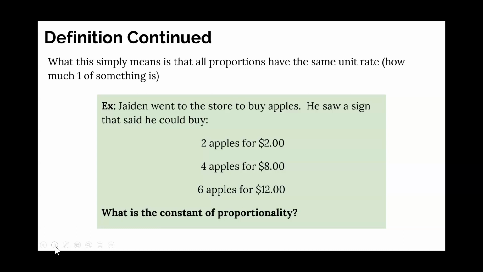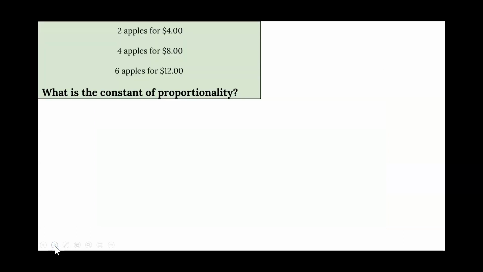The example says, Jaden went to the store to buy apples. He saw a sign that said he could buy 2 apples for $4, 4 apples for $8, 6 apples for $12. What is the constant of proportionality? So let's see how we would figure this out. On this page, I brought over the important information, which is that 2 apples cost $4, 4 apples cost $8, and 6 apples cost $12.